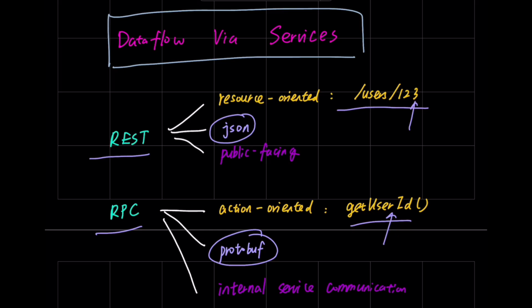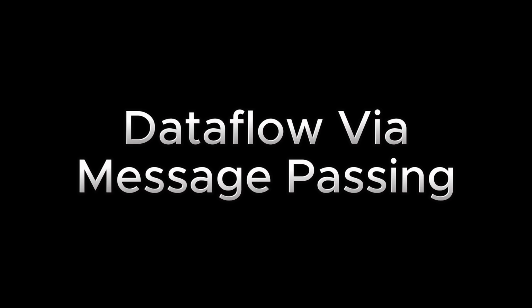RPC APIs are action-oriented, so it tries to define functions and verbs, whereas REST APIs reuse the HTTP verbs. So the design of REST APIs is more resource-oriented, and notice that they also use different encoding formats.